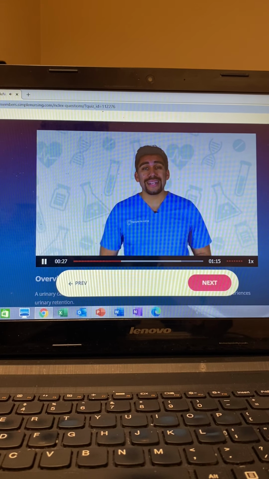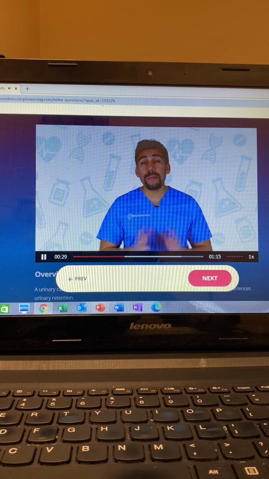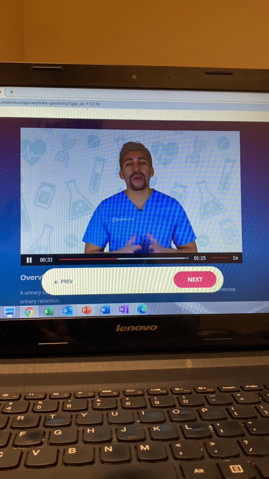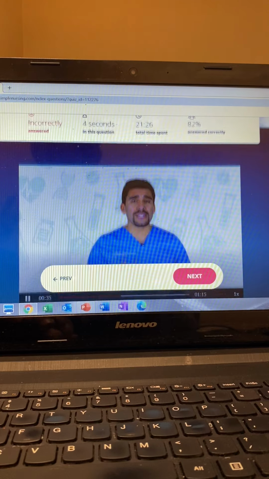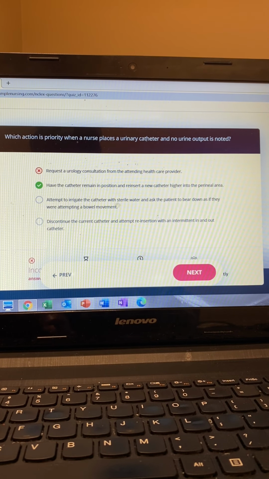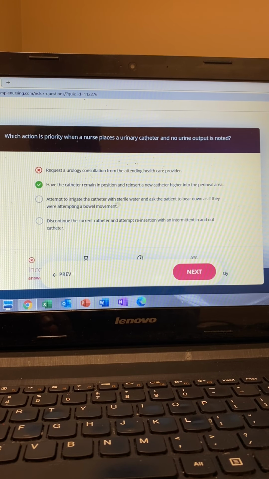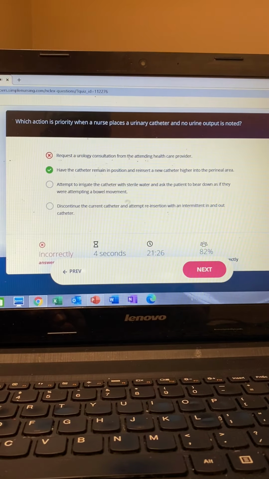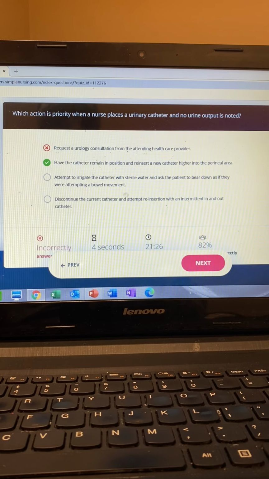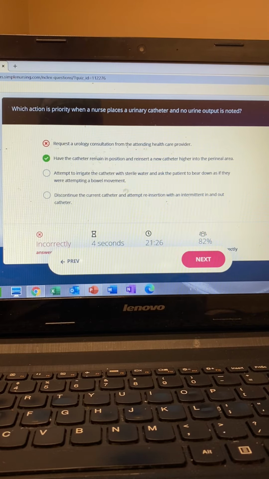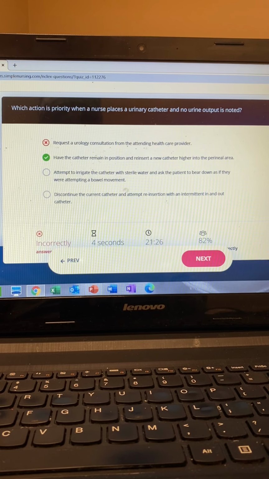So option number 1 is incorrect. Now, you may need a urologist, but this is not the first thing you should do. This is not a priority here. So, first things first, you need to assess placement first. So option number 2 is correct. You always leave in a catheter that's missed and reinsert a new catheter higher. Now, this is common for female or obese or even hypospadias clients here.